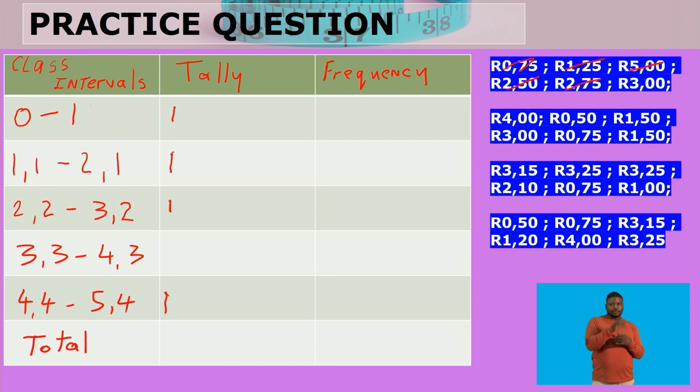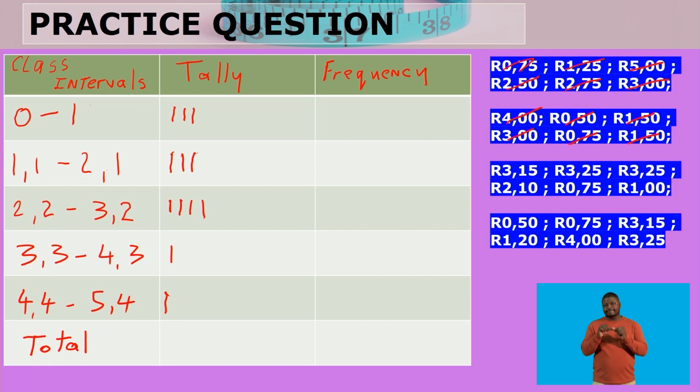2 rand 75, somewhere there. And 3 rand. Where's the 3 rand going to be? Somewhere there. Then we have 4 rand, which is here. 0.50, 50 cents, that's up there. 1 rand 50 is right here. 3 rand, that's there. 0.75, that's there at the top. 1 rand 50, where would that be? Right here, there you are.